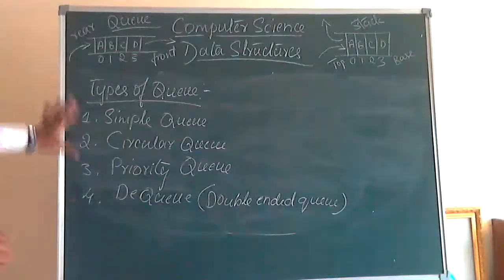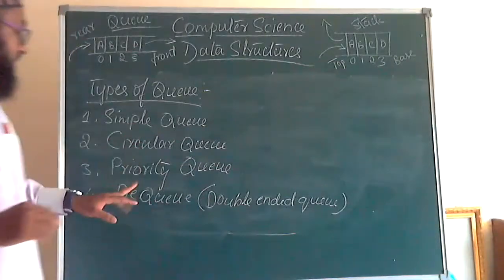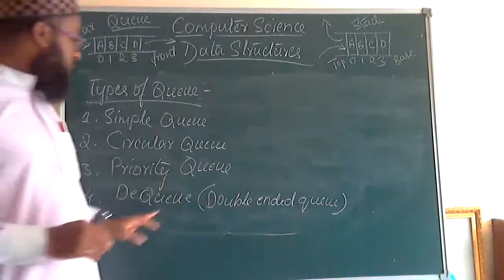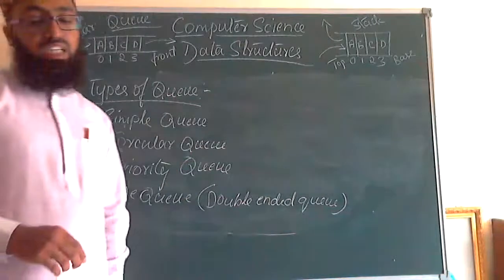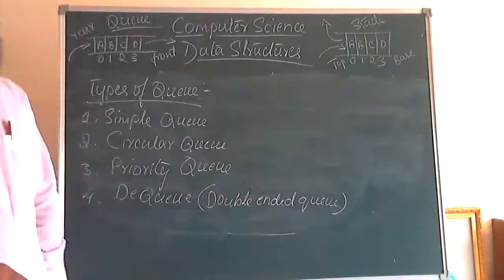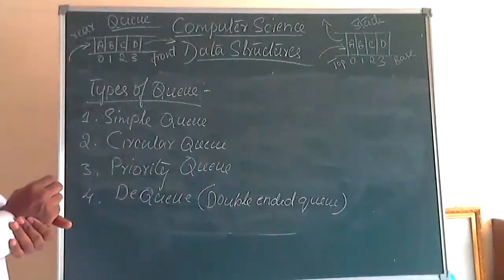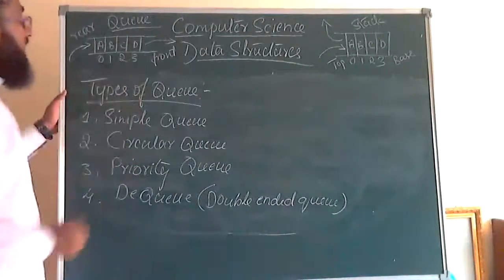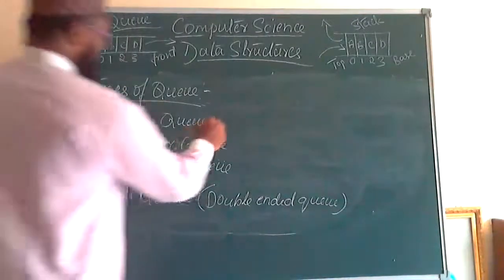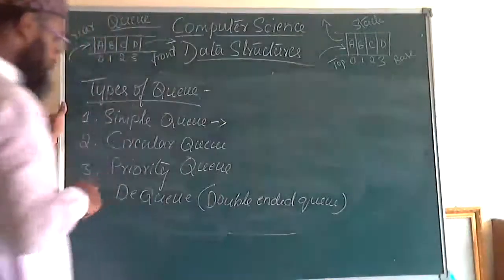There are four types of queue. One is simple queue, another one is circular queue, the next one is priority queue, and the last one is DQ or double-ended queue. So, dear students, come, we shall discuss these types of queues one by one in today's class. First one is the simple queue.